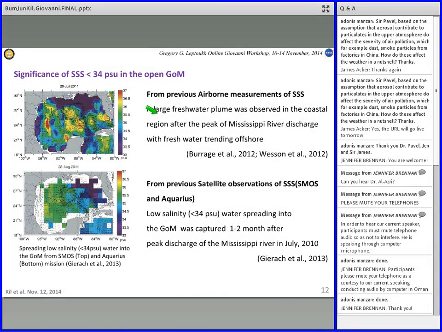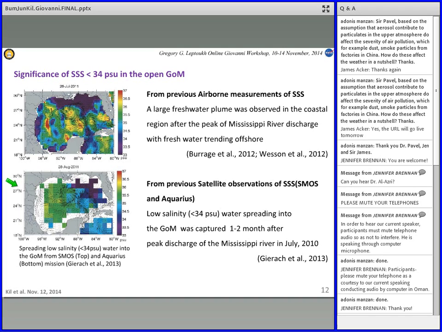Then why is the salinity less than 34 PSU significant? Because it indicates coastal sources. The extending fresh water as an impact of the peak of the Mississippi River discharge was discussed from the airborne measurements. And the low salinity water, which is less than 34 PSU, was reported as extending offshore into the center of the Gulf of Mexico after the peak of the Mississippi River discharge. That feature was observed by both SMOS and Aquarius satellites.